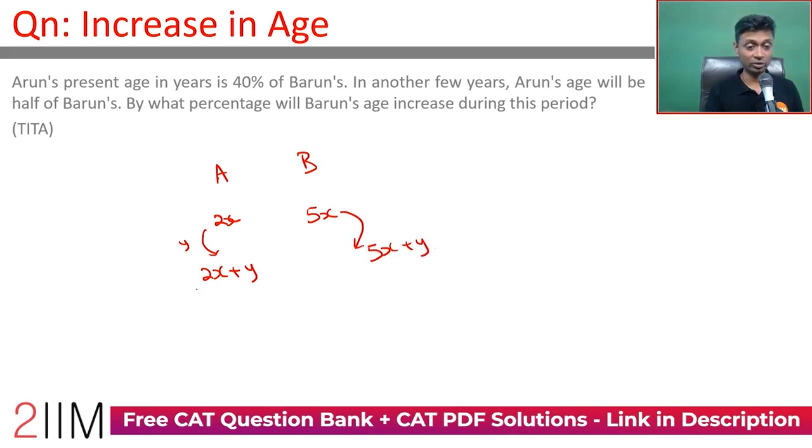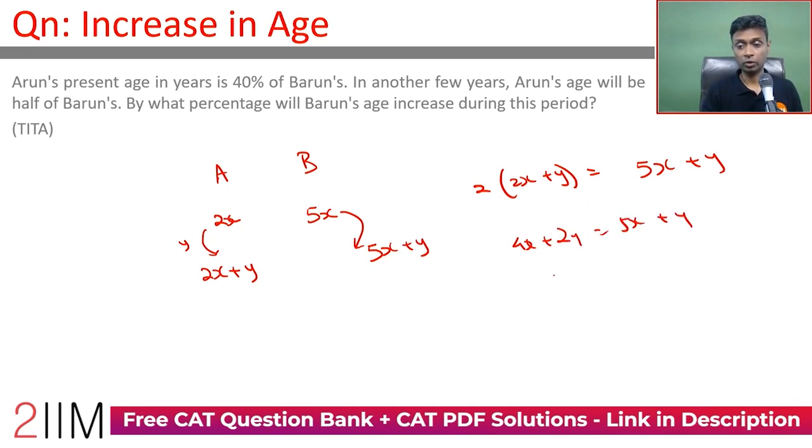This is twice of this. 2 times 2x plus y is 5x plus y. 4x plus 2y is 5x plus y, or y equals x. So Barun's age goes from 5x to 6x. By what percentage did it increase? 20%. It goes from 5x to 6x, so the percentage increase is 20%. Very simple question.